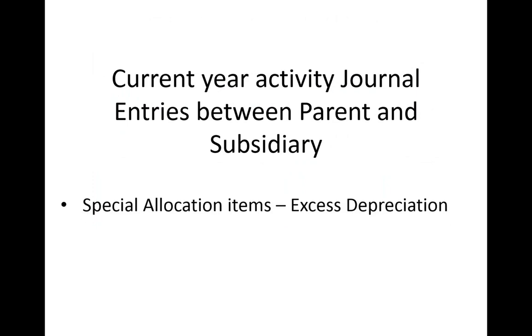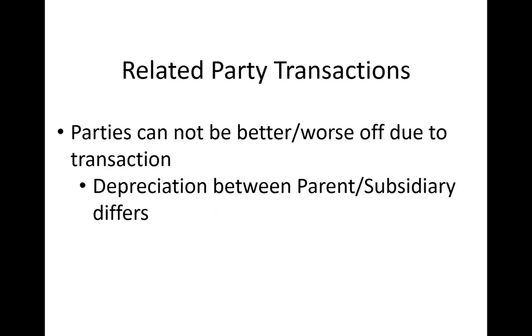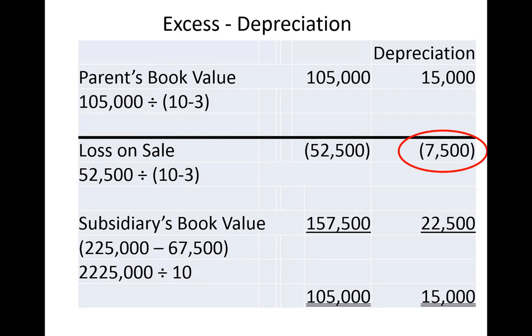That leads us to the excess depreciation entry under the equity method. And remember, no one can be better or worse off because of the transaction, and the depreciation between the parent and the sub for this asset differ. And we can see that they differ by $7,500, and we're short $7,500, so we need to increase depreciation expense by $7,500.